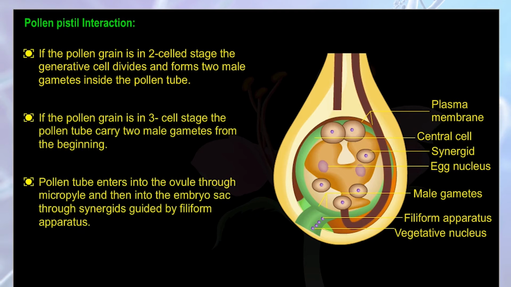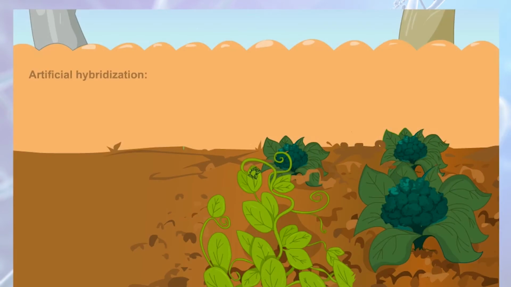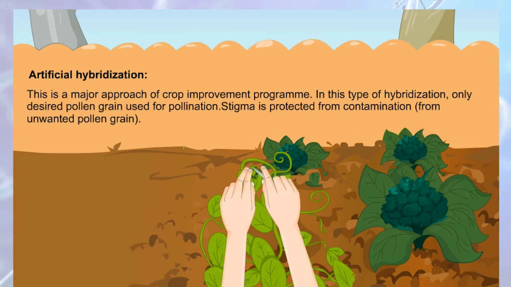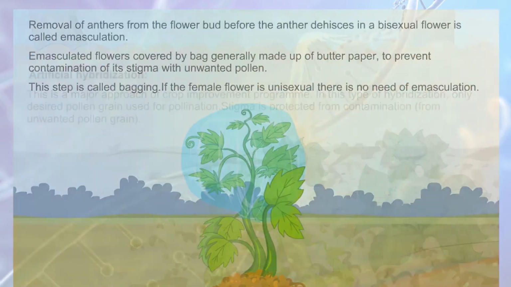Pollen tube enters into the ovule through micropyle and then into the embryo sac through synergids guided by filiform apparatus. Artificial hybridization. This is a major approach of crop improvement program. In this type of hybridization, only desired pollen grain is used for pollination. Stigma is protected from contamination from unwanted pollen grain.